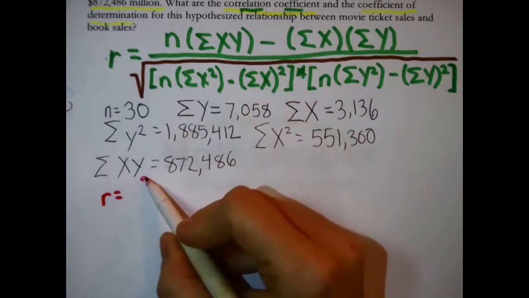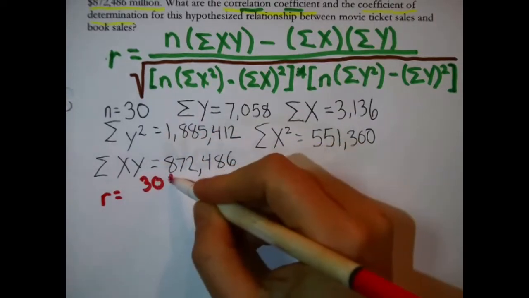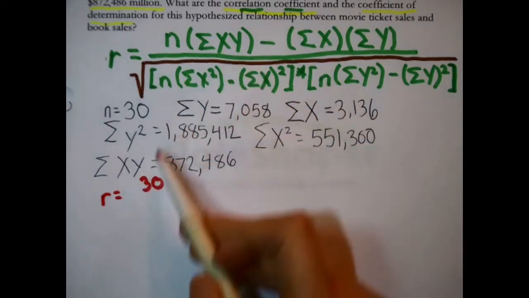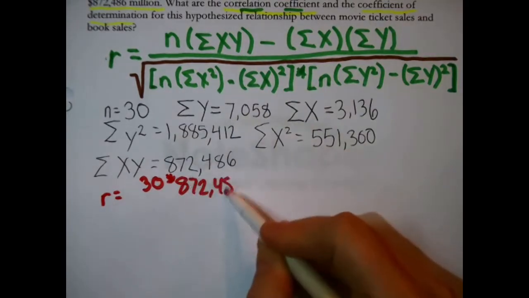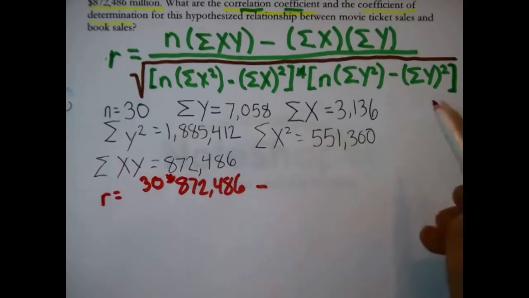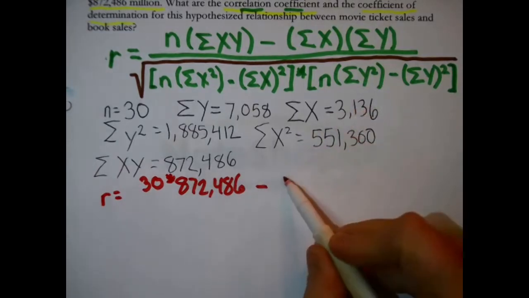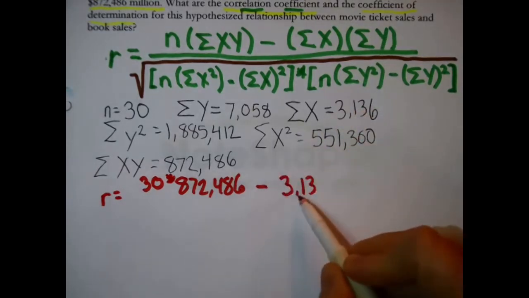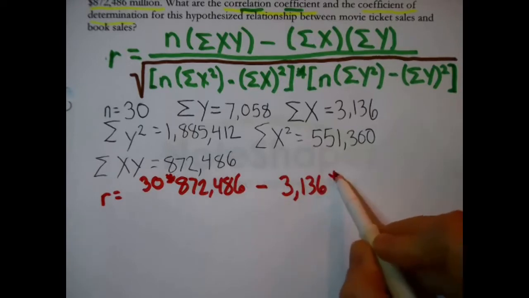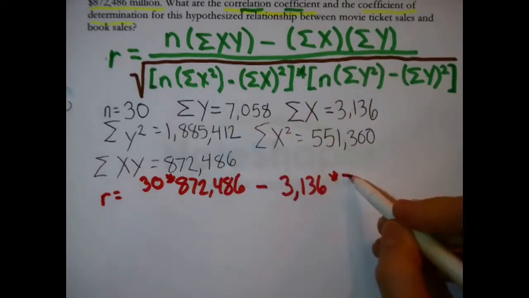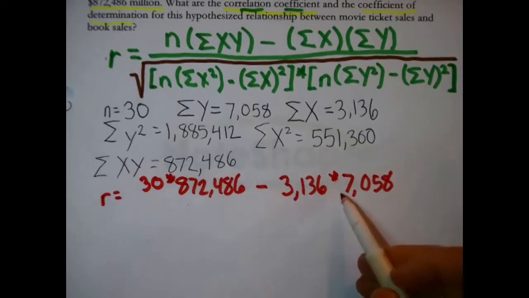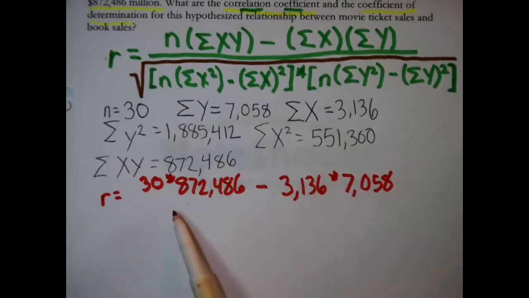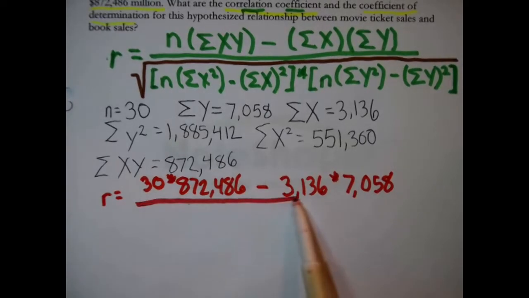Okay, so in the numerator, it would be 30 times the sum of X times Y, which was down here, 30 times the 872,486, minus the sum of X, which is 3,136, times the sum of Y, which was 7,058. Now remember, you would do your multiplication first and then you do any addition or subtraction. That would get you the numerator.